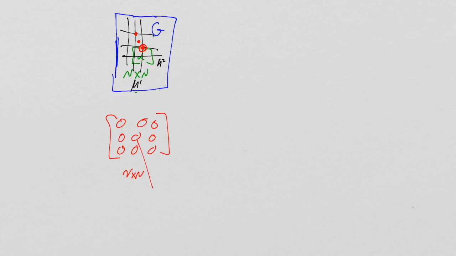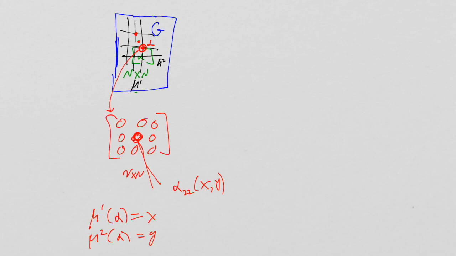So, for example, say this is the point alpha. The mu1 coordinate of alpha is given by x, and the mu2 coordinate of alpha is given by y. Then this matrix element would be alpha 2,2 as a function of x and y. That's if eta was equal to 2. Okay, so that's where our head is. Actually, maybe I'll make this whole lecture just a review of all this stuff.